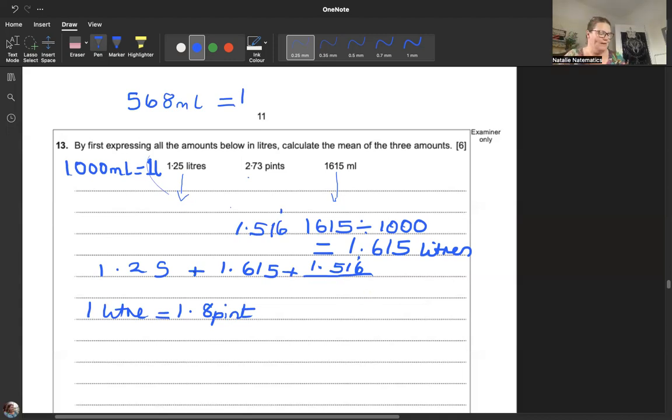Okay, so let's add these three numbers together. So 1.25 plus 1.615 plus 1.516 equals, and looking on there, 4.381.